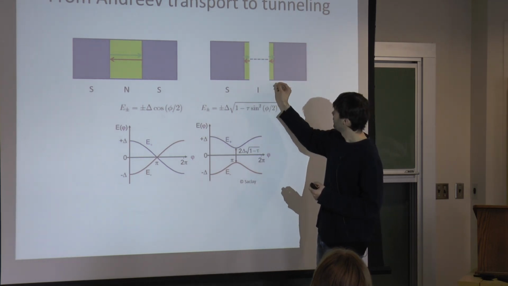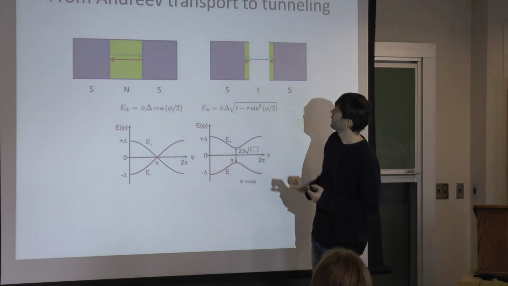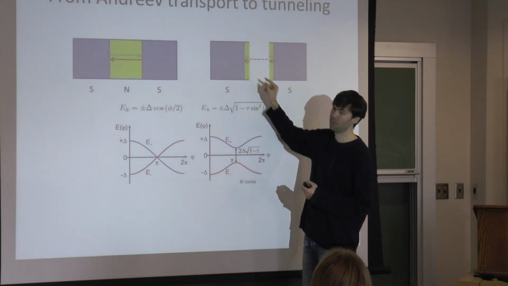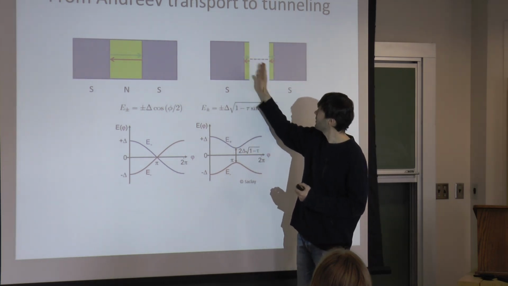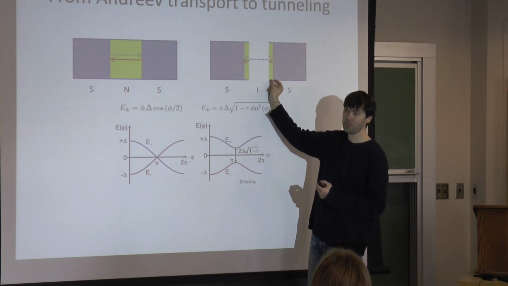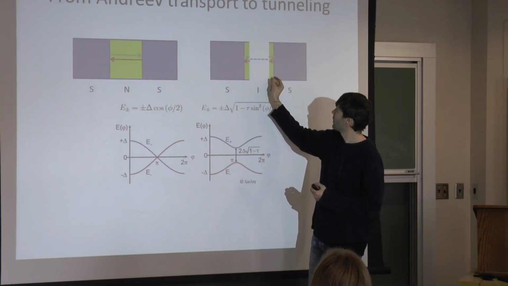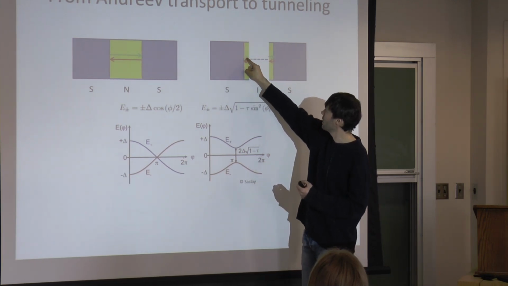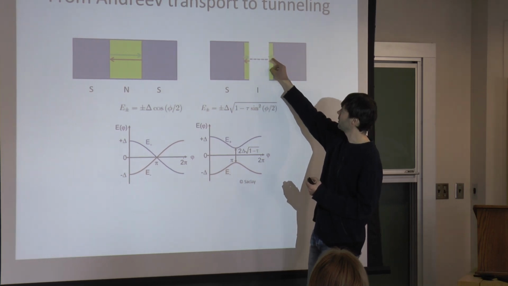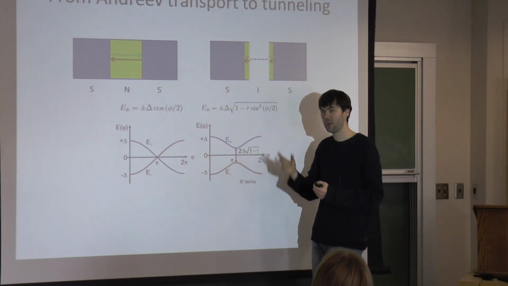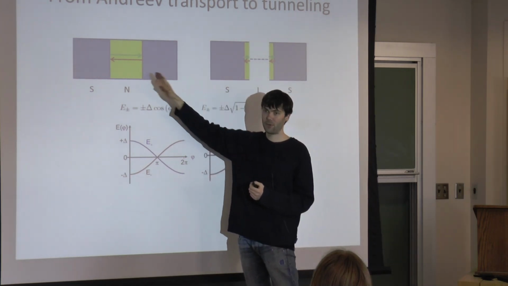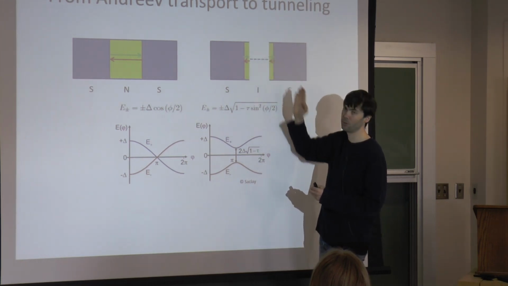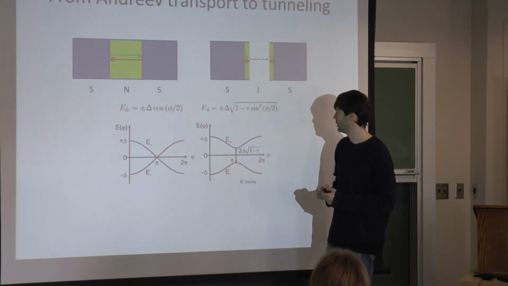Now, if we increase this gap more and more, we can think about two sets of Andreev bound states. One is on the left side and one is on the right side. We can even infinitely shrink this guy. And then what you have to think about is Cooper pairs undergo Andreev reflection here, then the electrons tunnel, another Andreev reflection here, and they get out. So this is how you could continuously go in your mind from Andreev states to tunneling. You just have to introduce tunneling between two pairs of Andreev bound states.